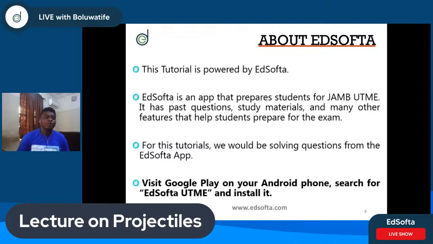For this tutorial, we'll be solving questions from the EdSofta app. We'll go through the slides, talk on projectiles, and then when we are done, we'll solve some questions using the EdSofta app.